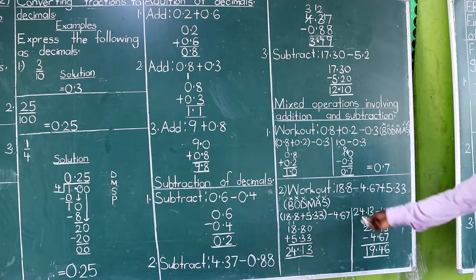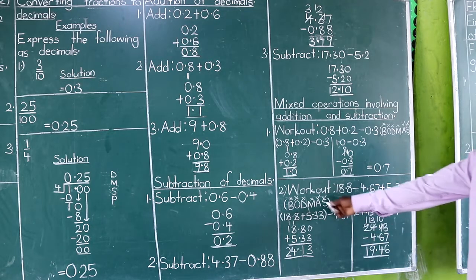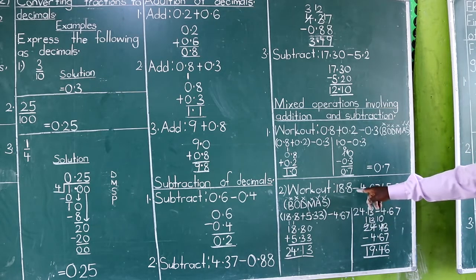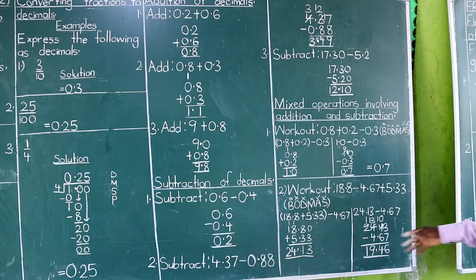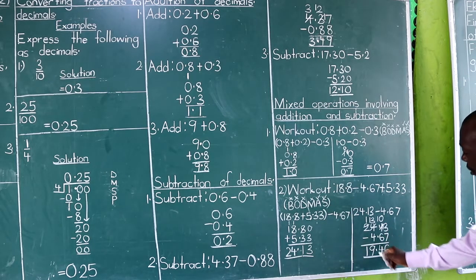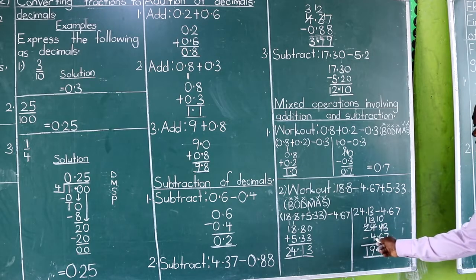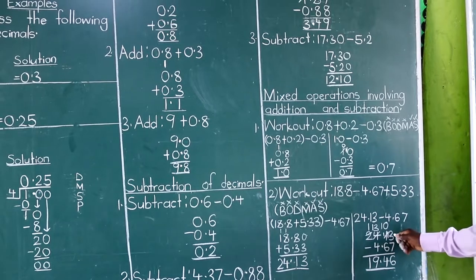And now it is this one, 24.13, that we're going to take away that 4.67. So we say 24.13 minus 4.67. So BODMAS will have been followed. But remember, in case the subtraction is leading the addition, we interchange so that the subtraction comes last because of BODMAS. Now we are going to subtract. We say equals, and then write 24.13 minus 4.67 and start our subtractions.